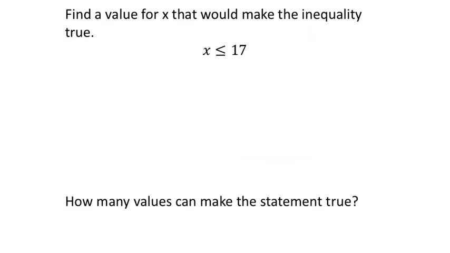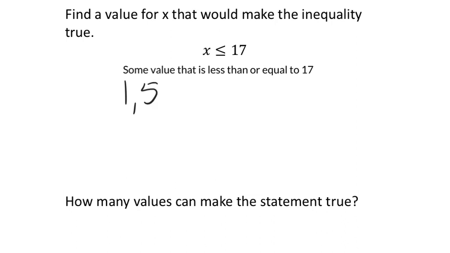On this one, we're going to find a value for x that would make the inequality a true statement. So this reads x is less than or equal to 17, or it could just say some value is less than or equal to 17. Okay, now, can we find a value that would make this true? 1 works. 5 is good. Okay, 1 and 5 would work. As it turns out, 17 would work.